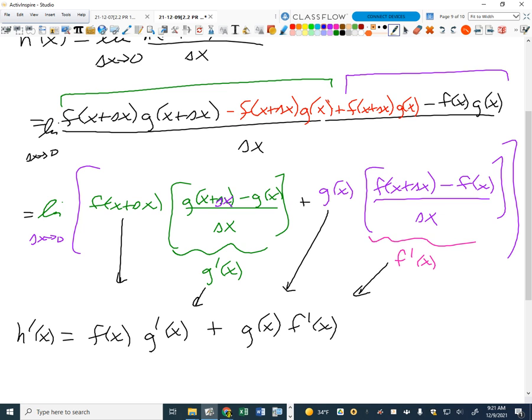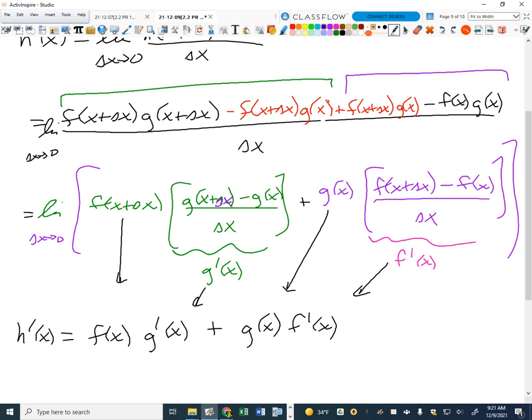But because I've got a product of this factor times this factor, I'm going to group the delta x with whichever one I want, which is the second one. How come? What does that look like? What's the limit of g of x plus delta x minus g of x over delta x as delta x approaches 0? What is that? That's just g prime of x, right?